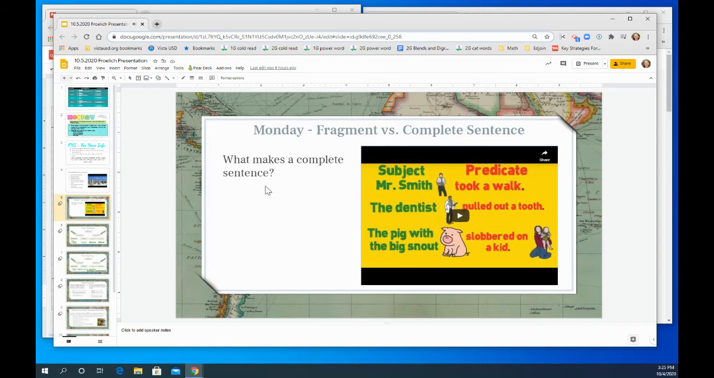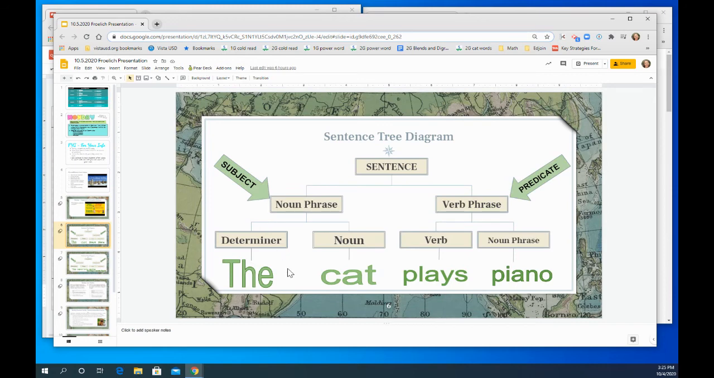All right. So if you are writing sentences, you always want to make sure you have a subject, a predicate, and that it is a complete thought. Like you finish your whole thought. That's what makes a complete sentence. Here are a couple examples of complete sentences. The cat plays piano. So if you think about this, the subject or who the sentence is about is the cat. What is the cat doing is the predicate, plays piano.